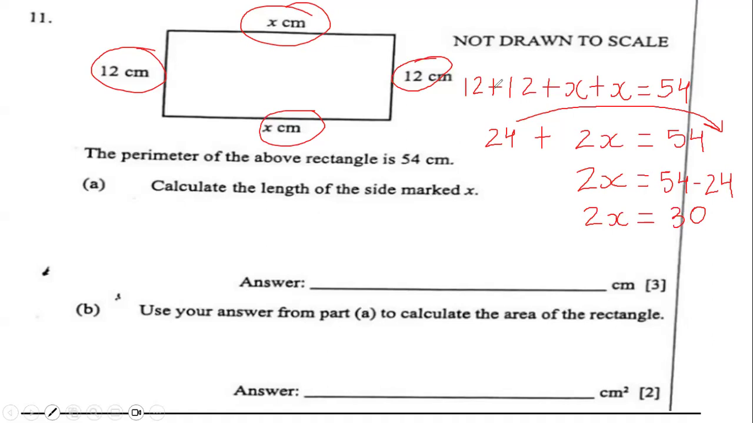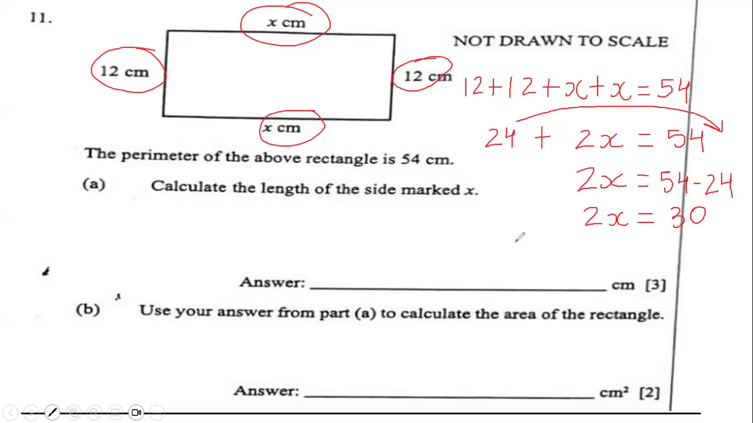So let's run that back. 12 plus 12 is 24. x plus x is 2x. We bring down the 54. We send the 24 over. All right, so we have 54 minus 24, which gives us 30. So we have 2x is equal to 30. Right, so 2x equals 30.